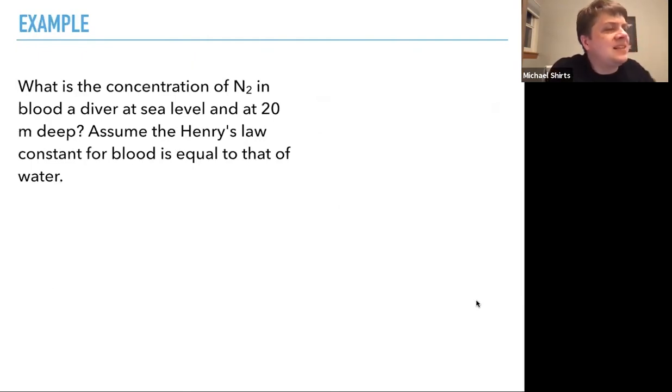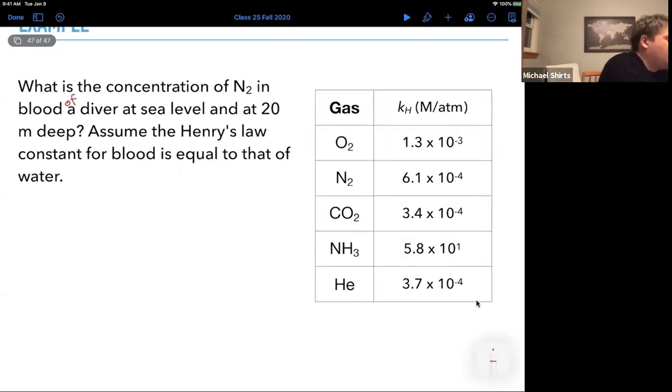So let's work through an example a little bit here. Let's do something quantitative. A lot of this has just been conceptual, but let's do some quantitative work. What's the concentration of nitrogen in the blood of a diver at sea level, and at 20 meters deep? Let's assume the Henry's law constant for blood is equivalent to that of water. Blood is mostly water. So we would get that solubility equals KH times the pressure. Let's just start at 1 atmosphere.